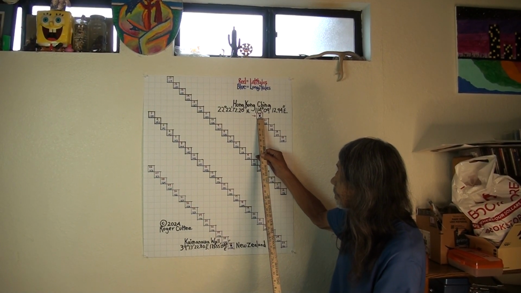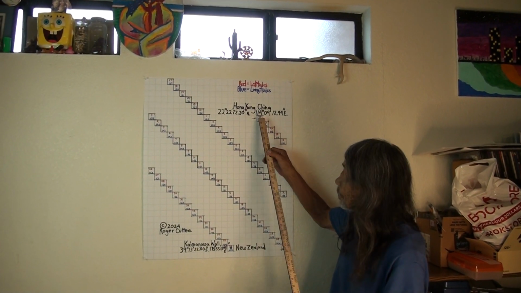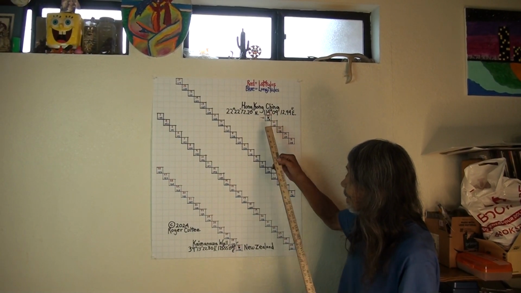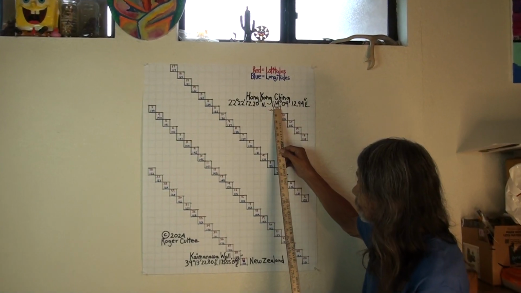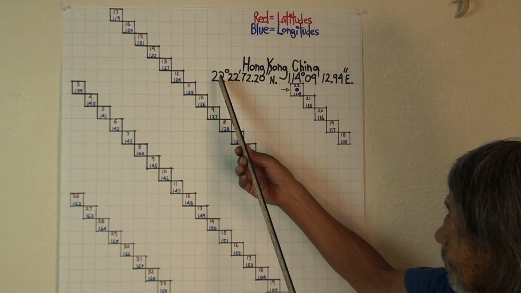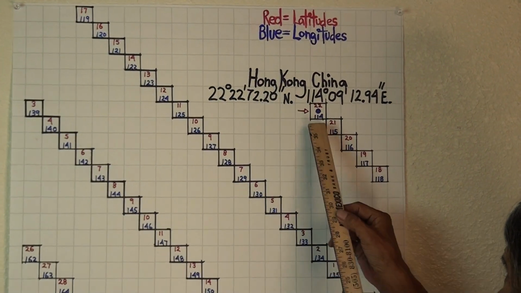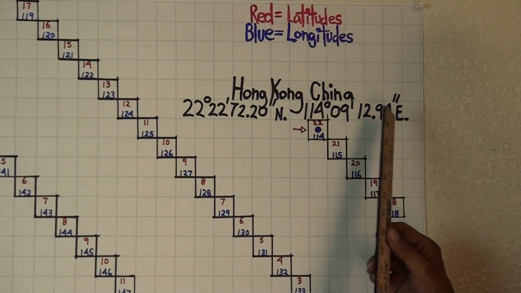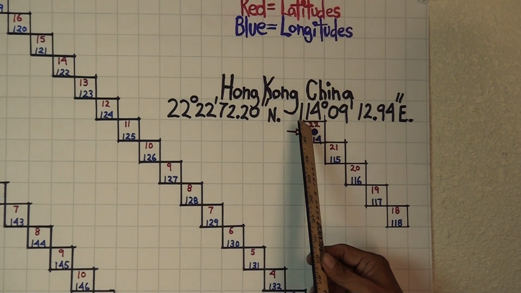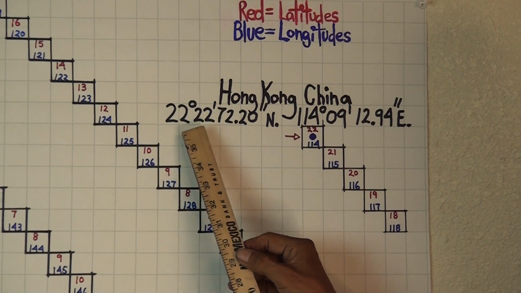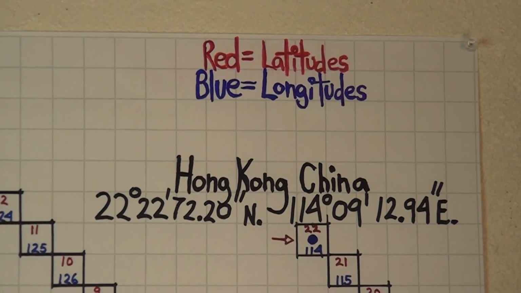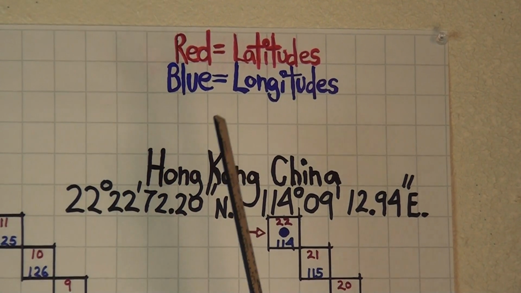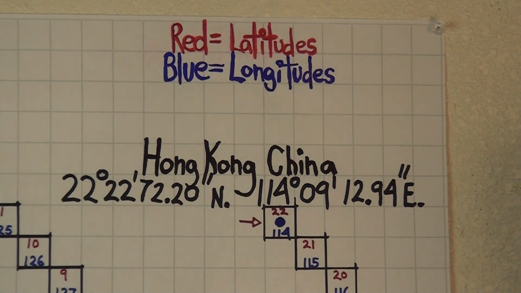114 degrees longitude, which is right here. And what is above it? 22. And what is 22? It's the latitude. 22 degrees north, 114 degrees east. And what is at 22 degrees latitude and 114 degrees longitude? A place called Hong Kong, China.